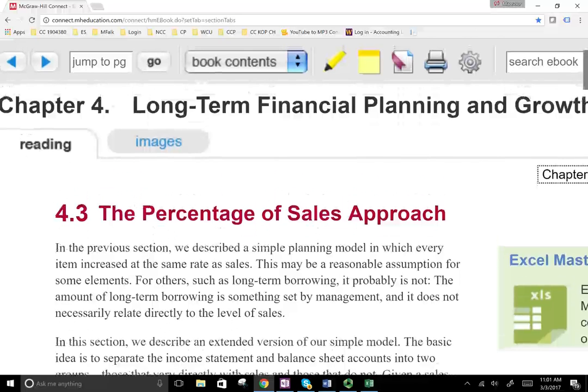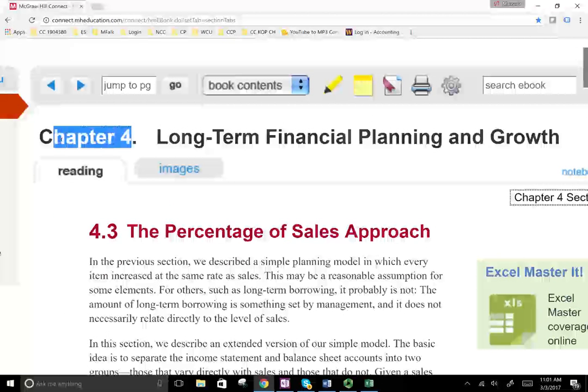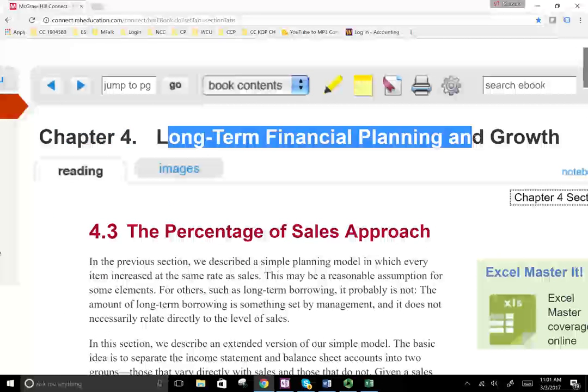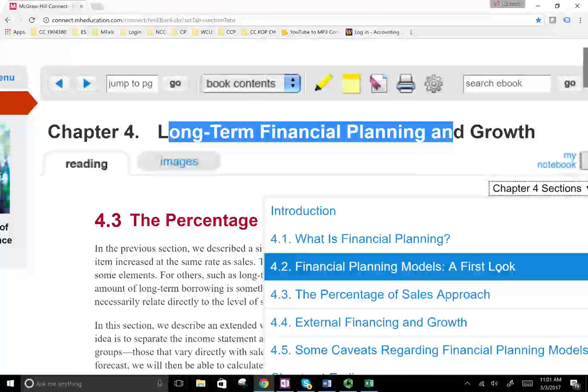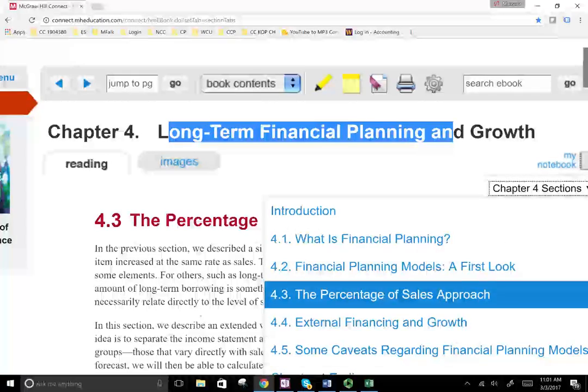Hello and welcome to this session in which we're going to be working with Chapter 4. Chapter 4 deals with long-term financial planning and growth. In the prior session, we looked at the financial planning model first look, in which we simplified the example. In this session, we're going to look at the sales approach.